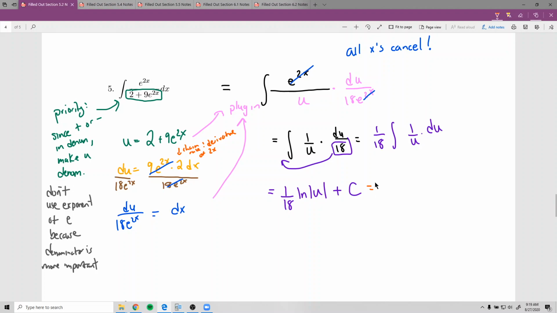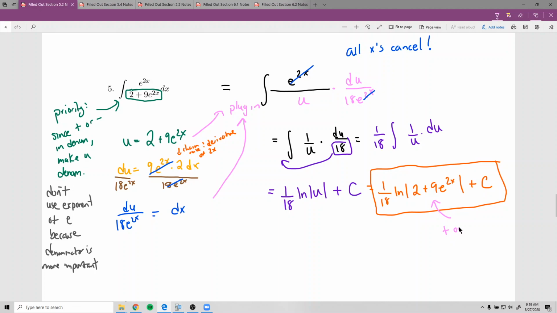And then plug in what u is: 2 plus 9e to the 2x. And this is simplified. Because of the plus and minus inside of a log, you can't actually use any log rules here. It doesn't matter that there's an e there because of the plus. All right, so if you were to do this problem and not get it right, the homework would say exactly this. It wouldn't have a different form.